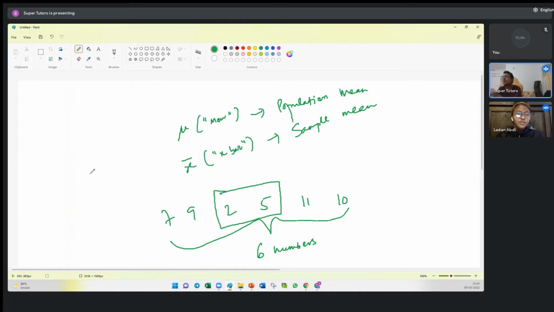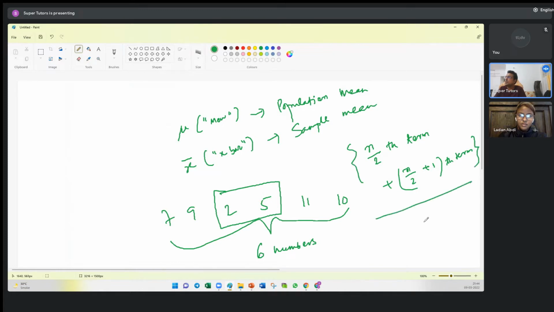But how do we quickly determine which are the two middle terms? For that, you can use a simple way to remember it. It is the n by 2th term plus the n by 2 plus 1th term, and this whole thing divided by 2, the average of these two. So this is your median, where n is nothing but the total number of terms.